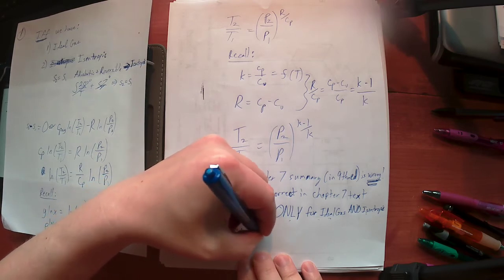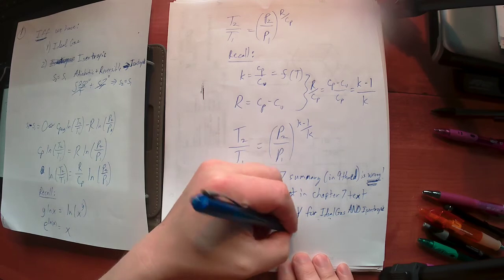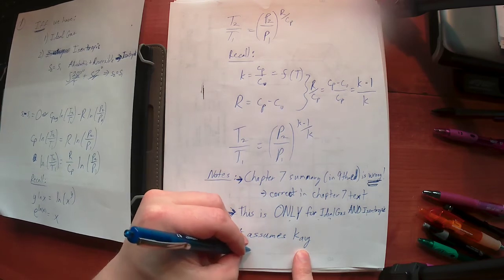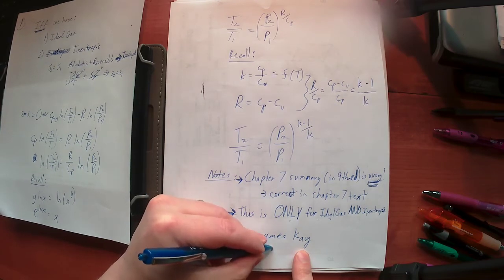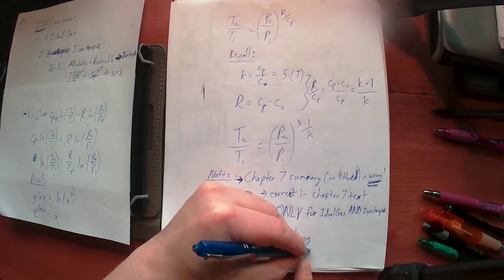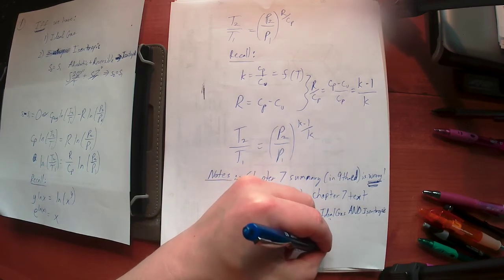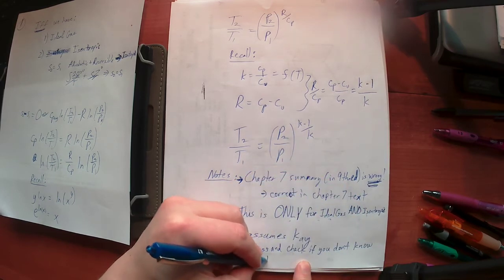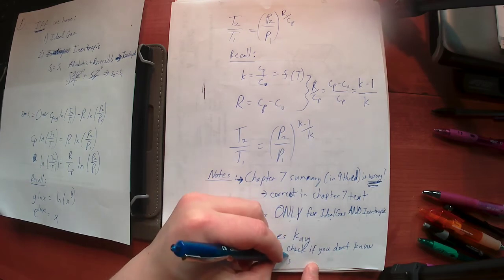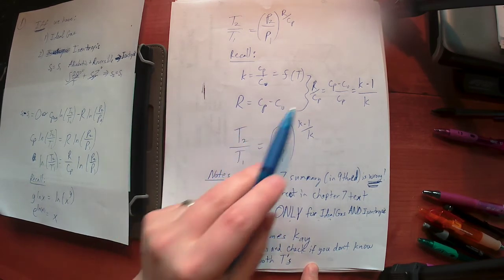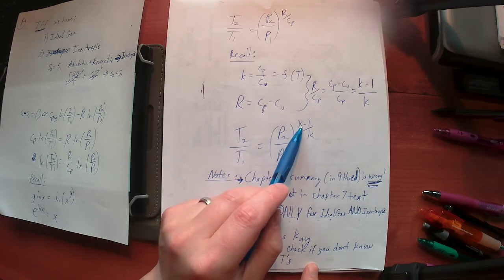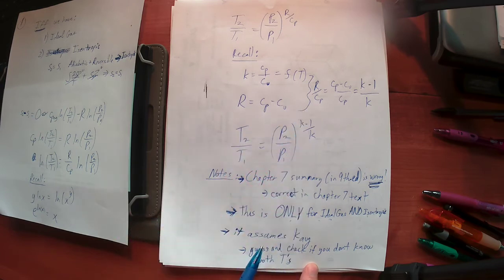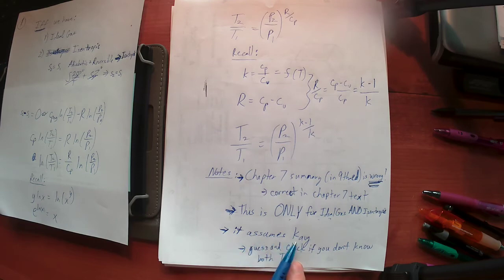It assumes K average. Guess and check if you don't know both T's. Right? If you don't know both temperatures, you don't know K. So you're going to have to guess K to get a temperature and then use that new temperature to get a K. And we would have had to do that in the last problem, because it's assuming an average K value.